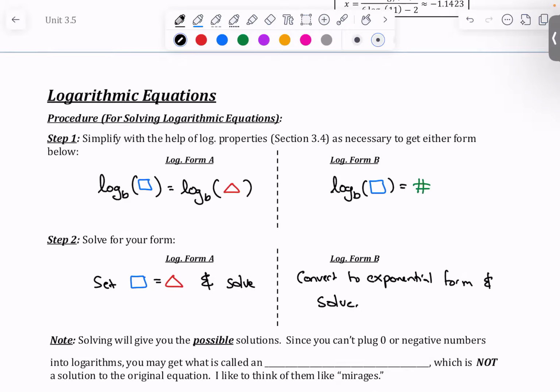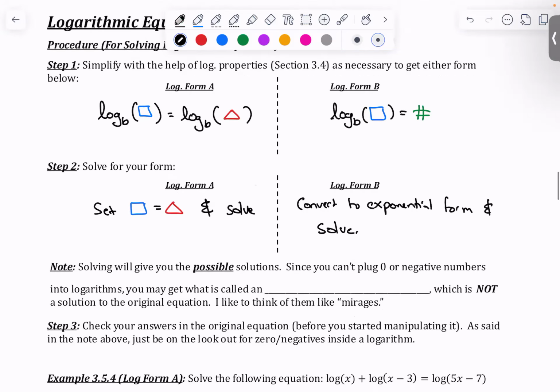Now, solving logarithmic equations, as we mentioned at the very beginning, logarithms have problems. They can't have negative numbers or 0 inside of them. We saw that in the previous section. We were reminded of it here. You cannot plug in 0 or negative numbers into logarithms. And so sometimes when you get answers, they may be ones that work in the later version, but not in the original, which is called an extraneous solution.